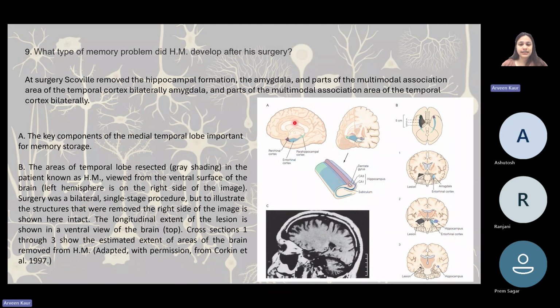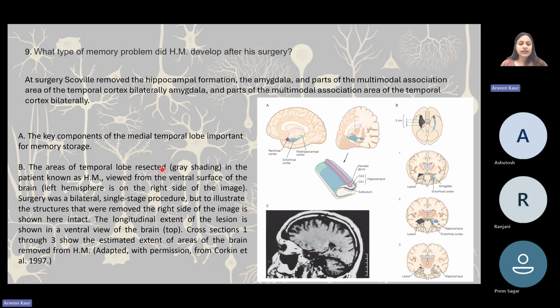Over here, you can see this A is a representation of the key components of the medial temporal lobe, which are important for the memory storage. These are the perirhinal cortex, entorhinal cortex, and parahippocampal cortex, right? So these are the various regions, right? And over here are listed the particular areas that had been incised. So 1, 2, and 3 over here, as you can see, this was the lesion. So in this area, amygdala and entorhinal cortex were the regions in this part of the brain that were removed.